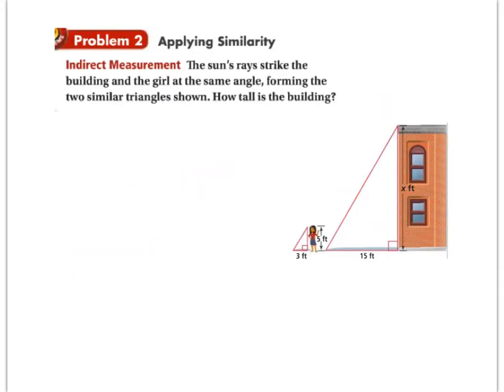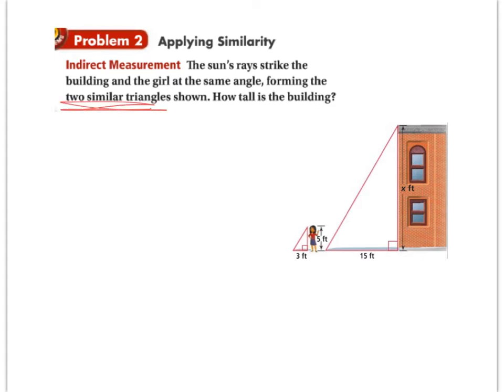All right, guys, in problem 2, we are going to be applying similarity. It says the sun's rays strike the building and the girl at the same angle, forming two similar triangles. That's basically what this lesson is about, similar figures.